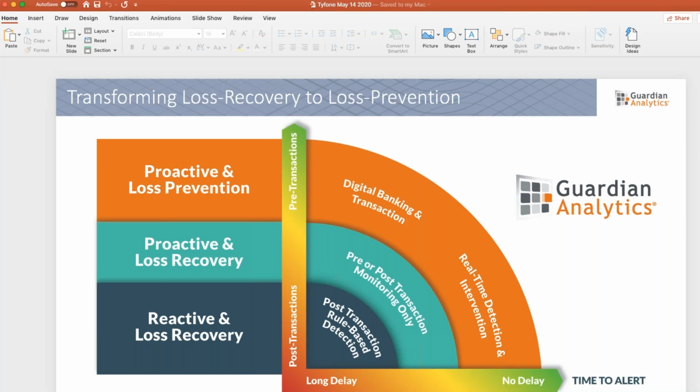And then when we move to the outer edge, where you put protection on both digital banking behavior and transaction behavior, and you support real-time risk scoring, detection, and intervention, this is where the financial institution can finally be proactively monitoring their fraud and also preventing the loss from happening. So this is the quadrant where we really want to put our customers, to help them be successful in terms of their fraud prevention and mitigation.